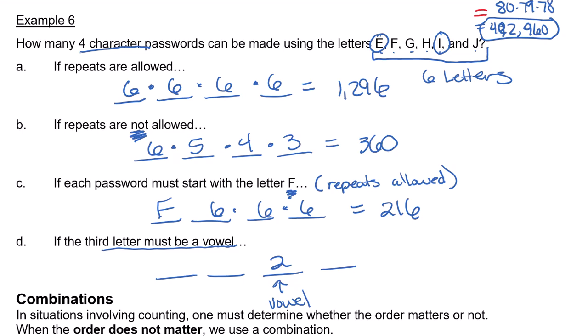What about the first letter? Well, we have no restrictions, so we have 6 to choose from. Again, operating with the fact that repeats are allowed, we would still have 6 to choose from. But the third letter has only 2 options. It has to be the vowels E or I, and then the last letter could be any of the 6, and that gives us 432 different possibilities.